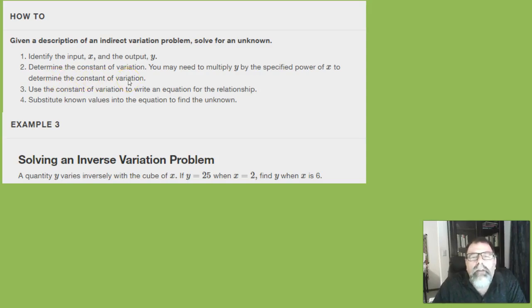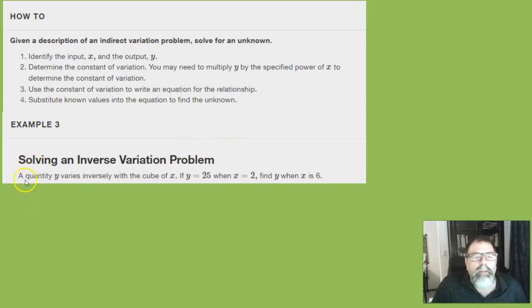Basically, I don't think of it that way. I just solve the equation. I'll show you again. Use the constant of variation, write the equation. So this is what I call my step 2. Step 1 is figure out k, so you can write the equation of variation. And then step 2, once you have the equation of variation, you can answer the question. Substitute the known values in the equation, find the unknown. Okay, so let me show you what I mean here.